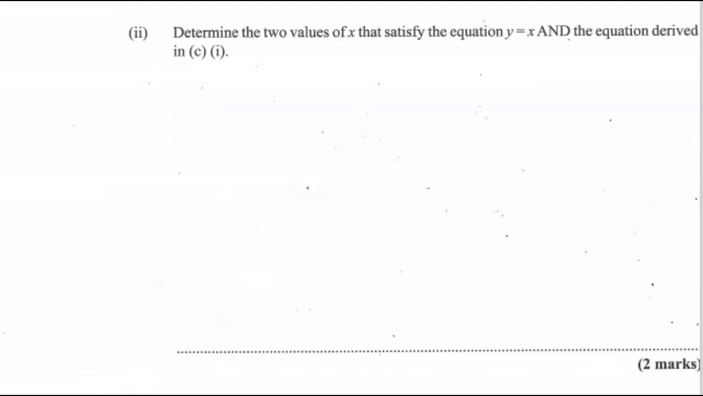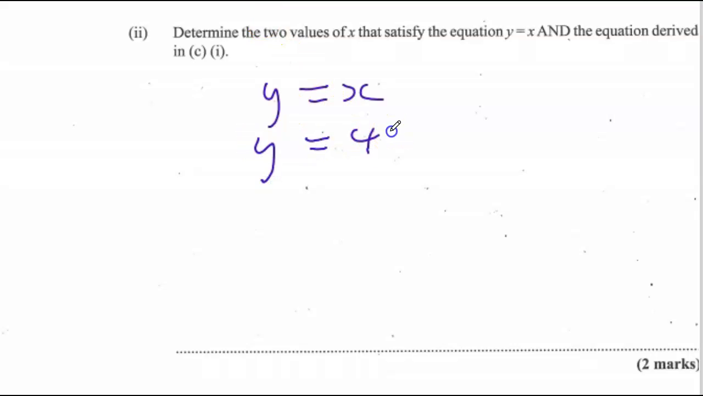Determine the two values of x that satisfy the equation y equals x and the equation derived in C1 above, which was y equals 4x squared. Of course, we can use substitution. So y equals x, let me call this equation 1. And y equals 4x squared, let me call this equation 2. Of course, we can substitute one into the other.